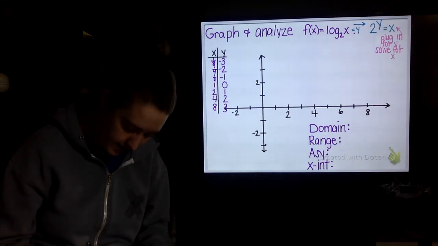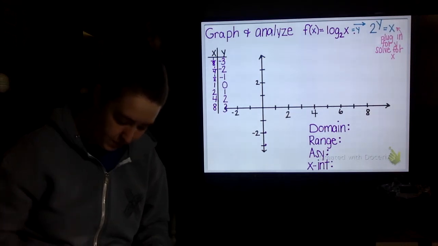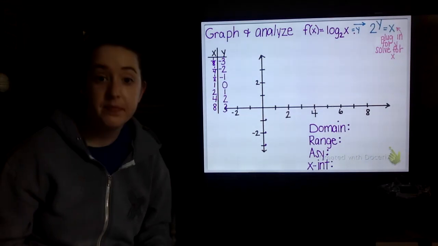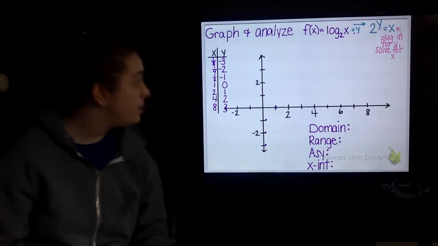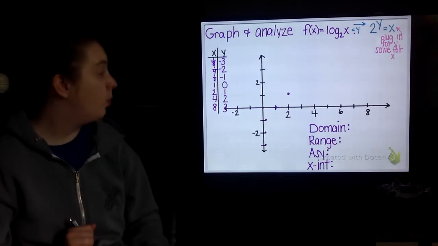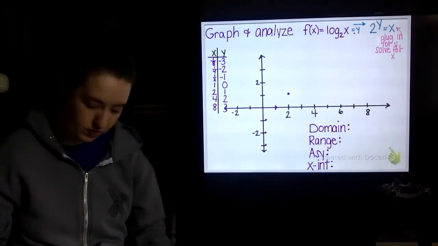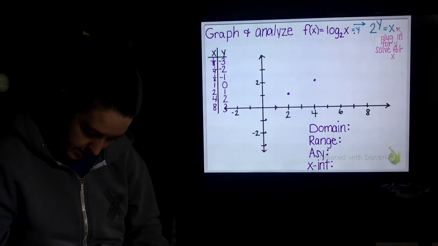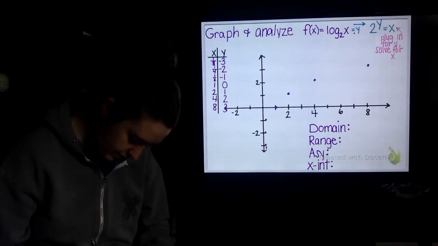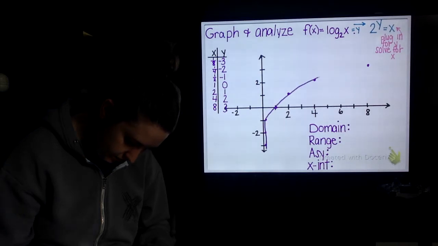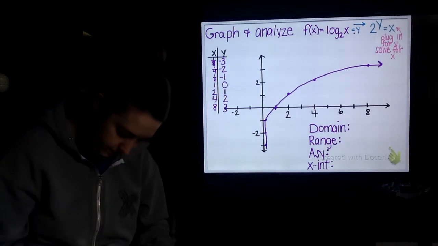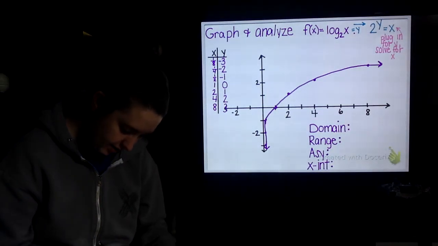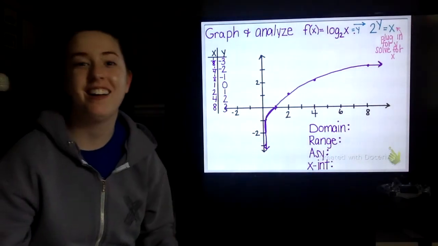Over 1/8 down 3. Over 1/4 down 2. Over 1/2 down 1. Over 1 up 0. Over 2 up 1. Over 4 up 2. And then over 8 up 3. So it's going to look like this. Let's pretend that has some more curve on it right there. There we go. Okay. Pretend like it has curve.